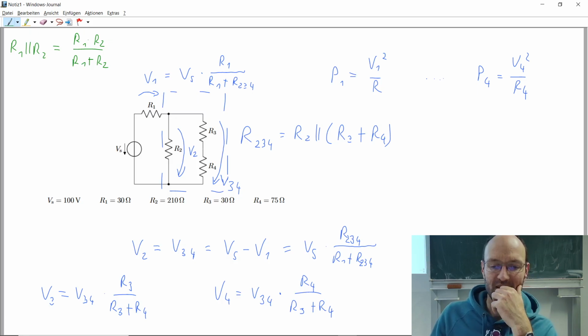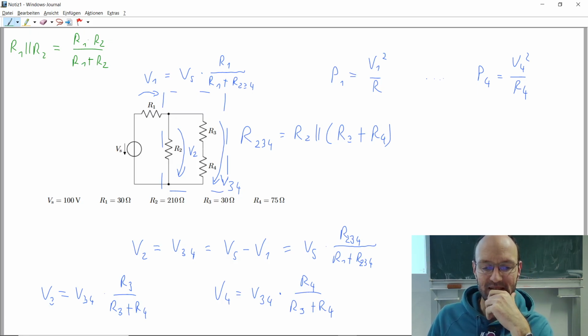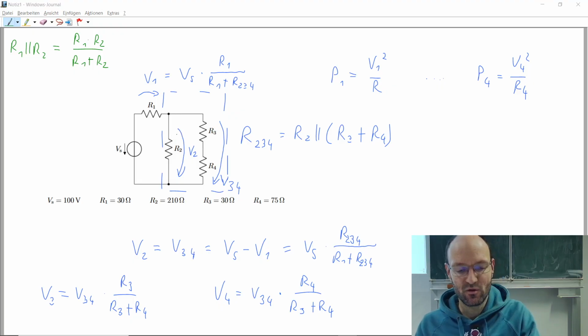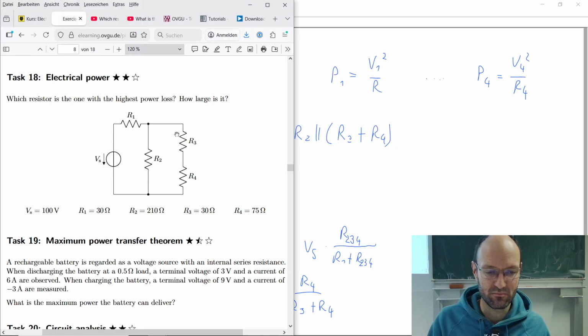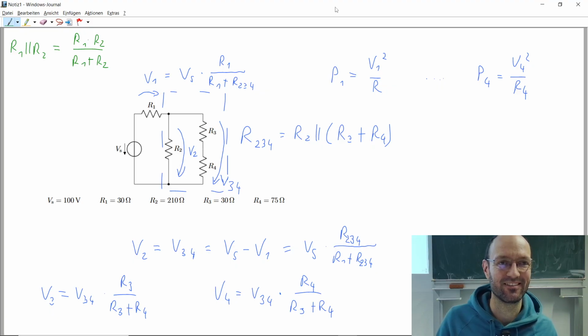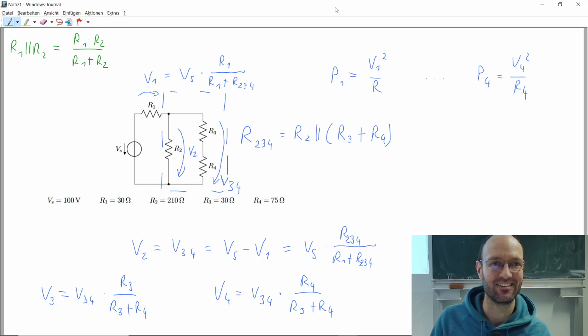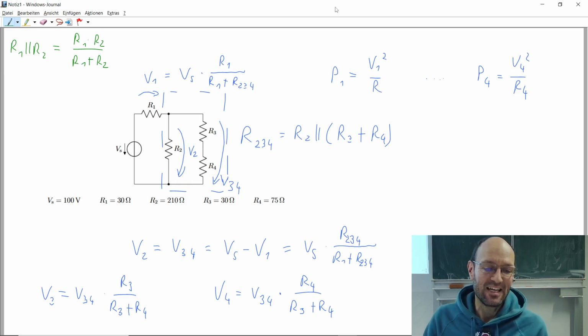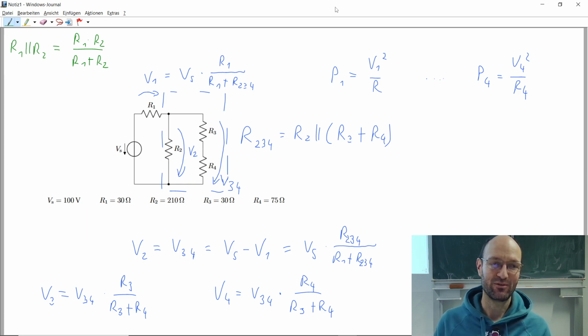one thing is that I would like you to think about. So if you have this circuit, and if we are thinking back about the task, what is the resistor with the highest power loss? Yeah, sure. Wouldn't most power loss be at the resistor with the highest resistance? That's the thing that I would like you to think about.